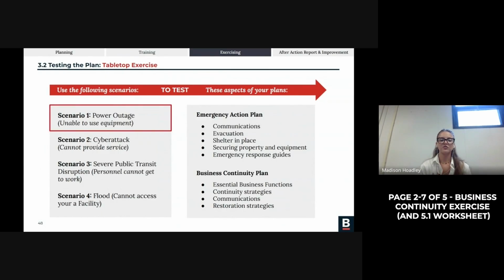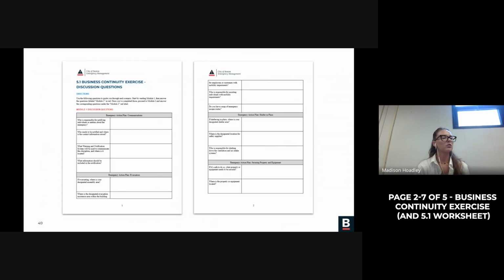So while the discussion questions for both Module 1 and Module 2 are on document 5, you want to make sure you have worksheet number 5.1 printed out or up on your computer if you want to just focus on the discussion questions without the rest of the document being in the way. Again, I just wanted to give you a visual of what 5.1 looks like. This is the business continuity exercise discussion questions. Again, these discussion questions are in your document as well. So document number 5, the exercise document. But for me, I like to have 5.1 ready so that I can just fill them out pen to paper. That's what's easiest for me personally.